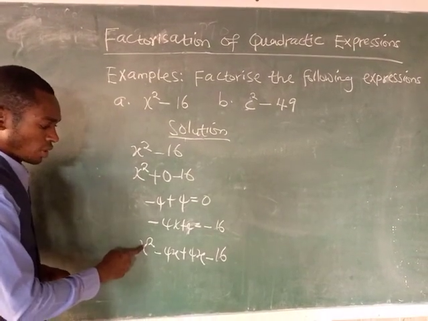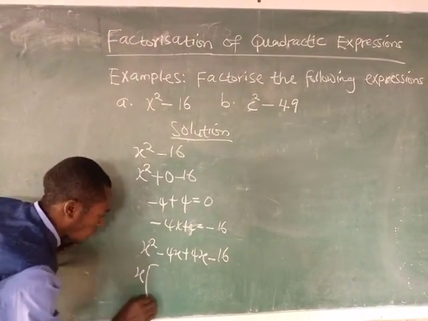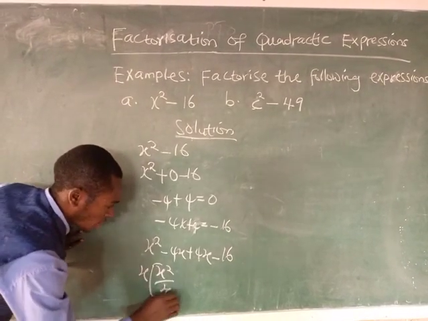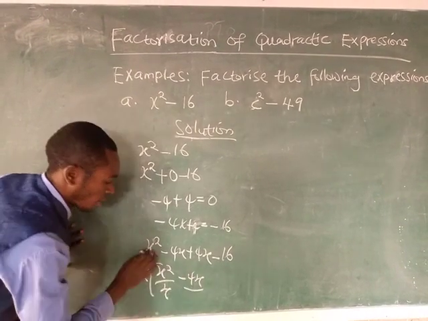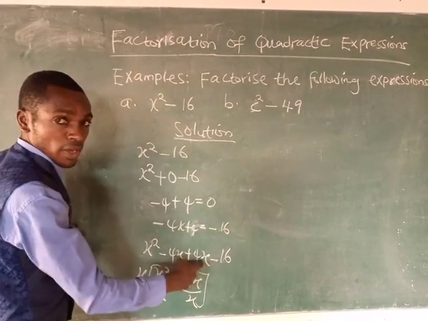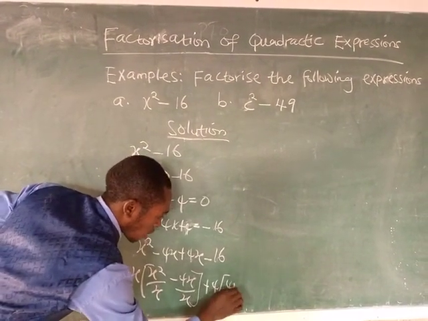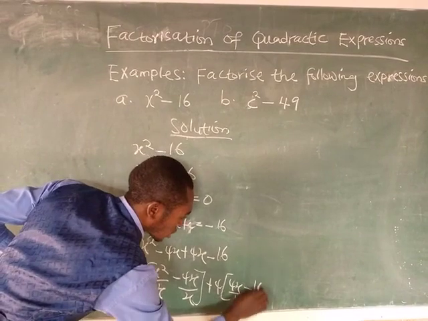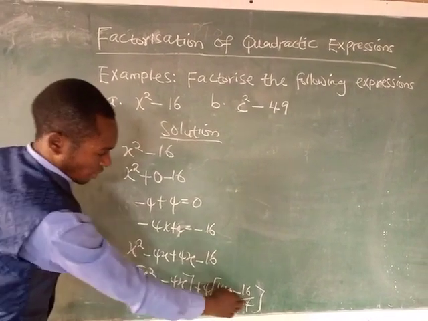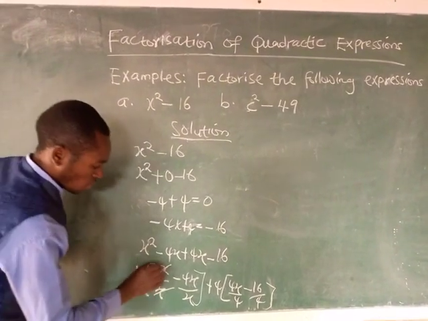Now, what is common here? If you discover, you're going to see x is here and x is also here. So we factor x out and we divide: x squared, the first term, over x, minus 4x over x. You close the bracket and you check what is common in the next pair. It will be plus 4 in bracket: 4x over 4, minus 16 over 4. If you close your bracket, then you have this. We go ahead to divide.